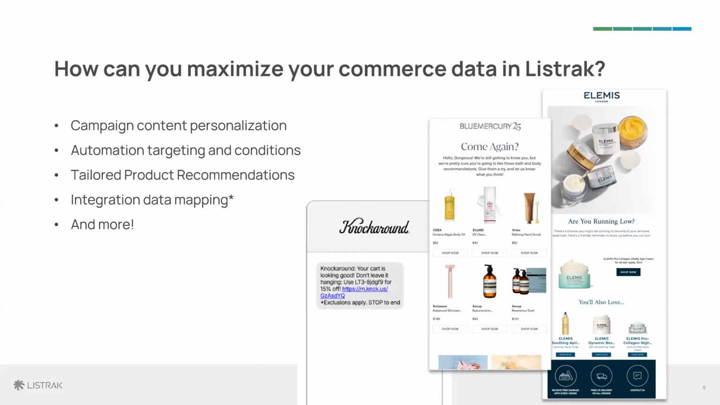Particularly in automations, this data can be used to target specific contacts where their orders or retail data meets certain conditions. And of course, as we're collecting your product and order information as well as your customer information, we can use that data to send highly refined, tailored product recommendations to your customers.